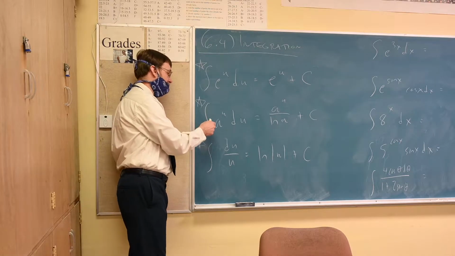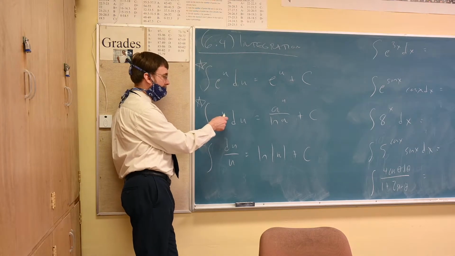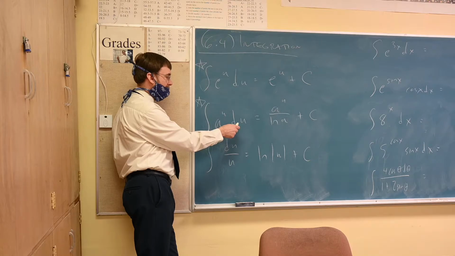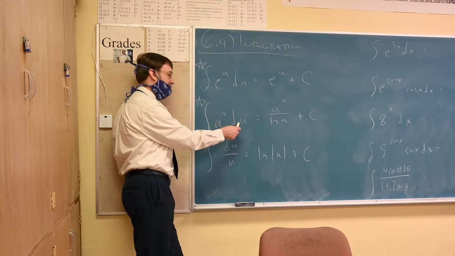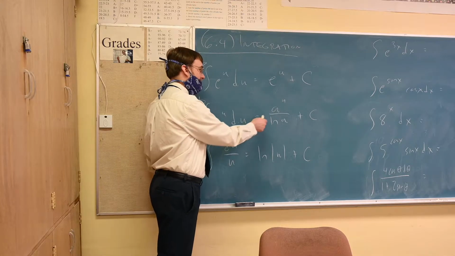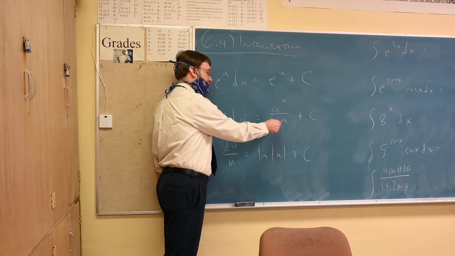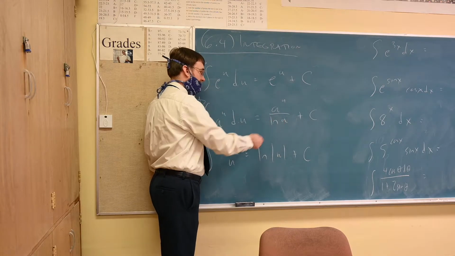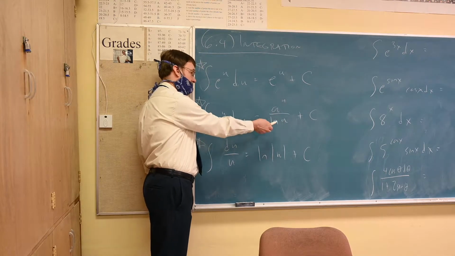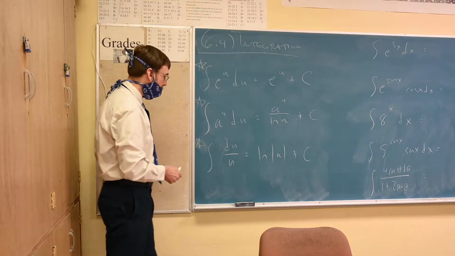If we go to do the integral of any other number to a power, again, make sure the derivative of the power is present. If it isn't, fix it. But as long as the derivative of the power is present, the answer will be that same thing to that same power, but on top of a logarithm of the number that's the base. So if it's 3 to the power, you'll get an ln3 on the bottom.